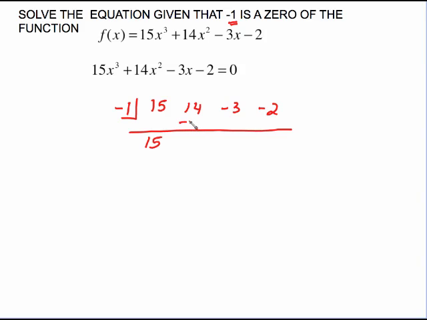Negative 1 times 15 is negative 15. Add and get negative 1. Negative 1 times negative 1 is 1. Add and get negative 2. Negative 1 times negative 2 is positive 2, which gives me 0, which verifies that that truly is a 0.